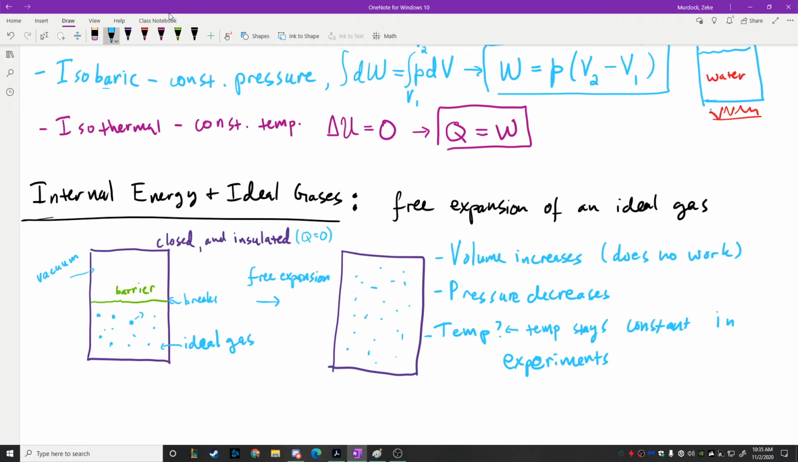for an ideal gas, we can say that the internal energy is only dependent on the temperature. And that's the biggest takeaway from this, that for an ideal gas, the internal energy is only dependent on the temperature. We're going to use that idea multiple times in this class.